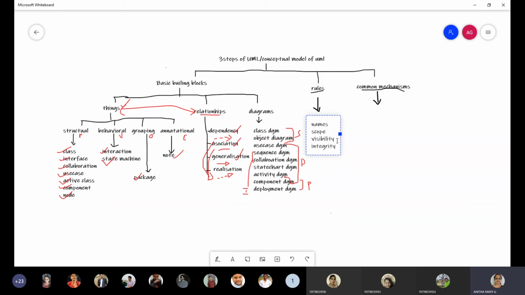Integrity, by the naming itself, means collaborative work. Some integration should be there in order to perform a particular task. The things are properly kept and related to one another to achieve a particular task. So that is what integrity is. And the last one is execution.